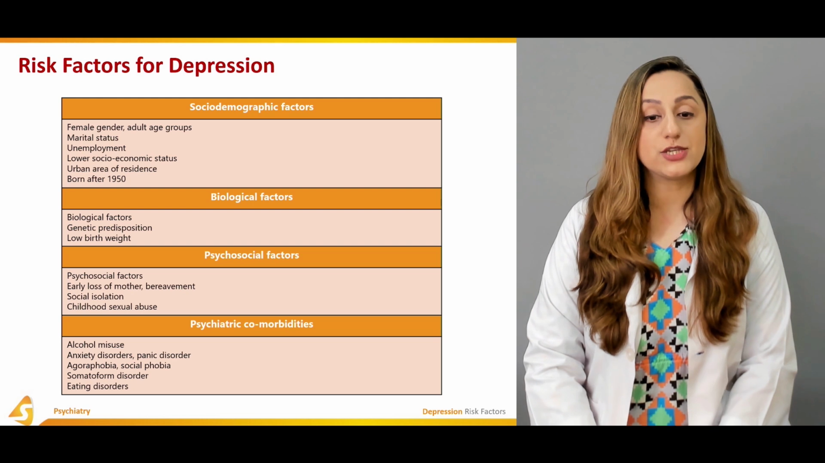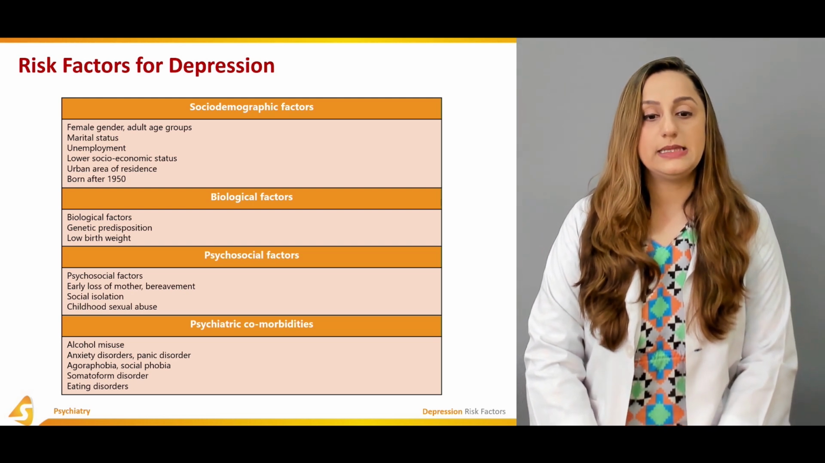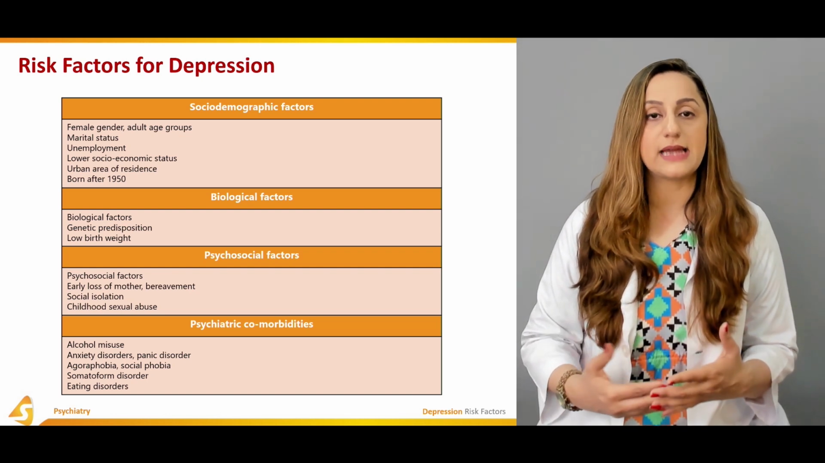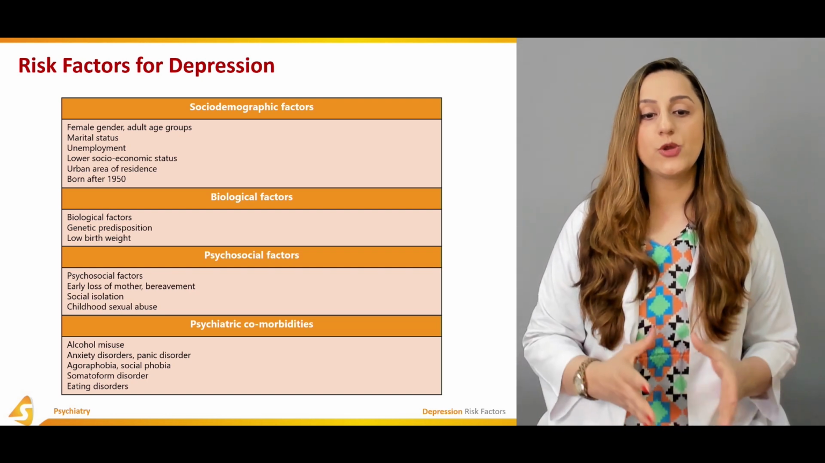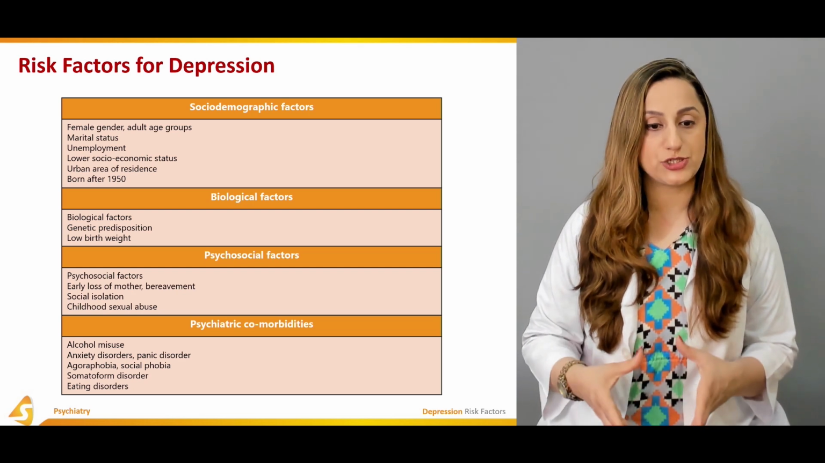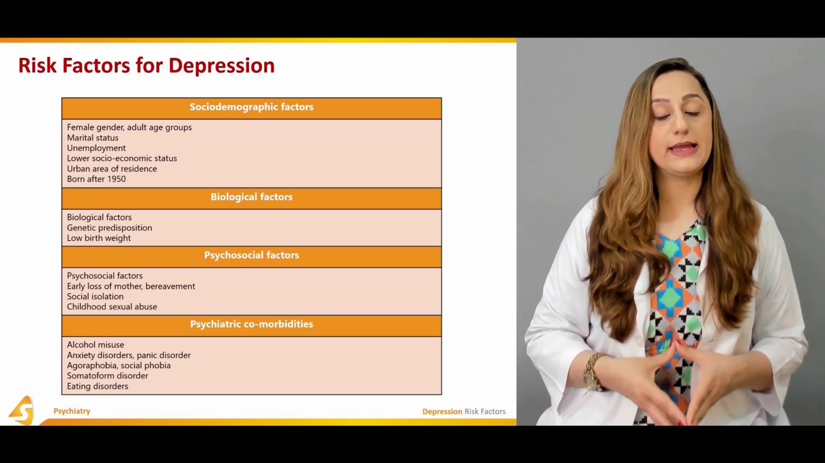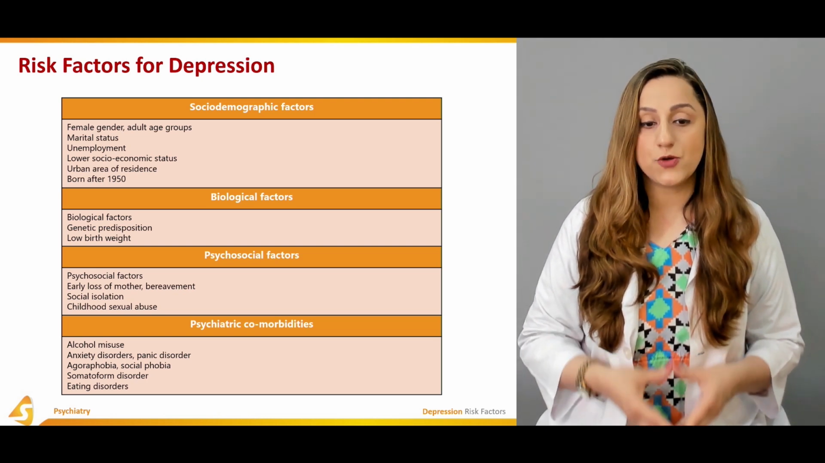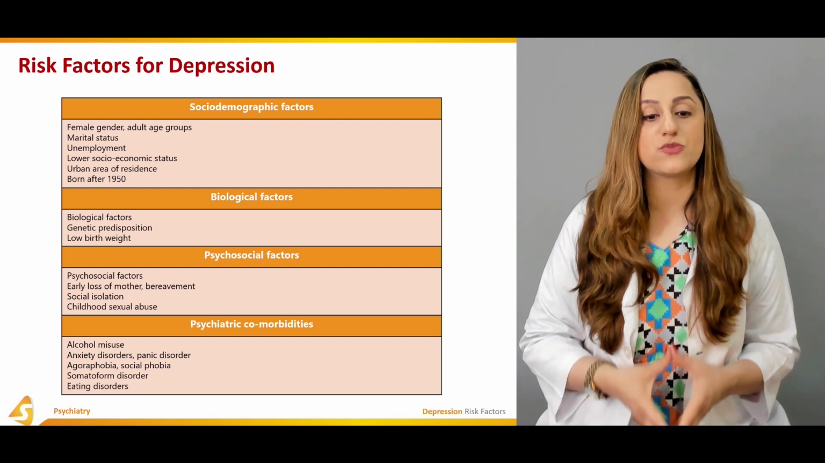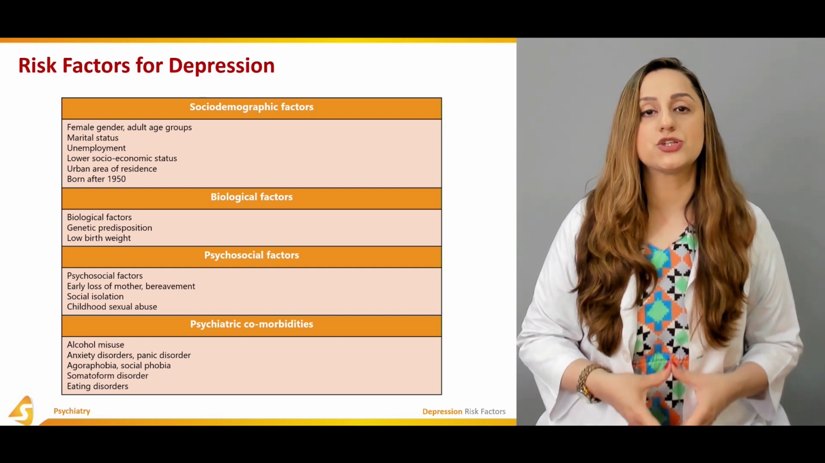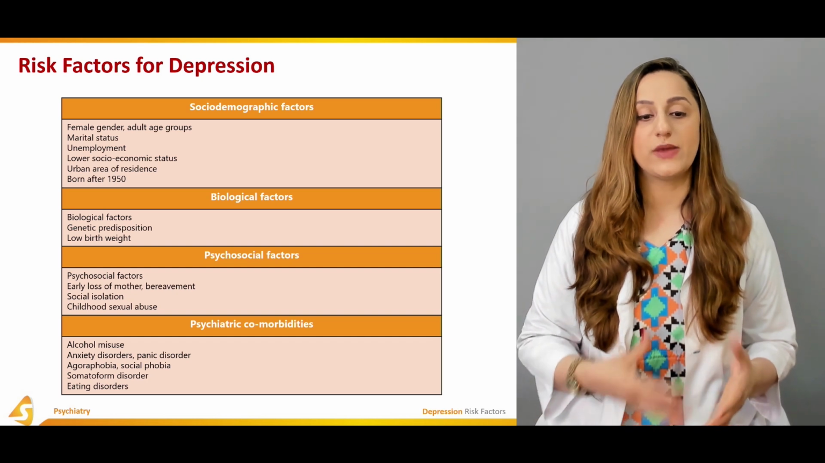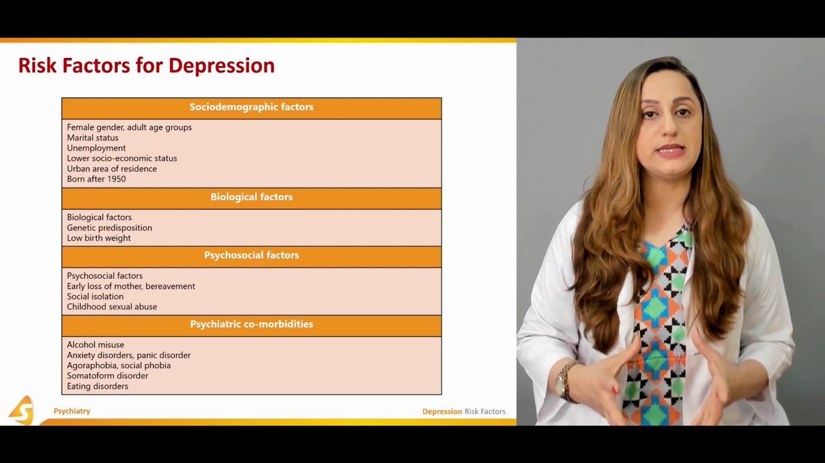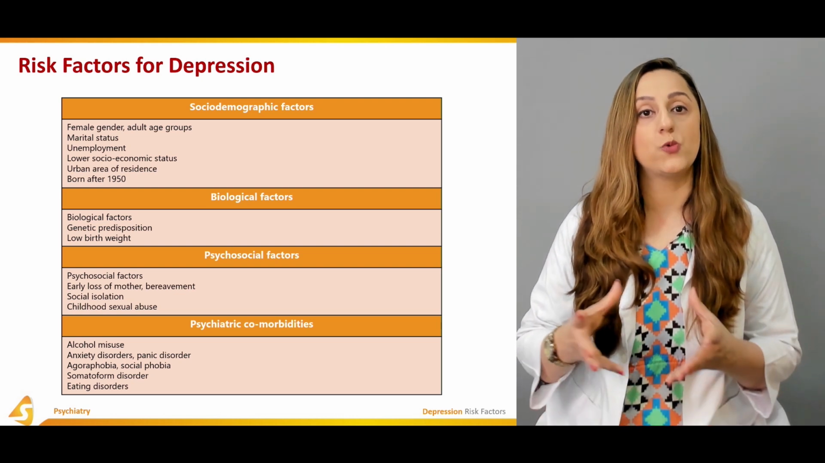Then we can have the psychiatric comorbidities as well. Alcohol misuse: people who are having substance abuse are going to have comorbidities with depression. Then we can have people with anxiety disorders or panic disorders, agoraphobias and social phobias, somatoform disorders and eating disorders. All of these, whether it is bulimia or anorexia nervosa, can present as comorbidities with depression.